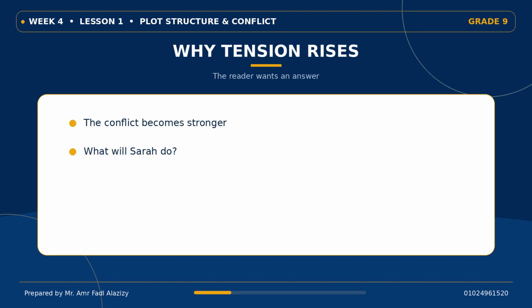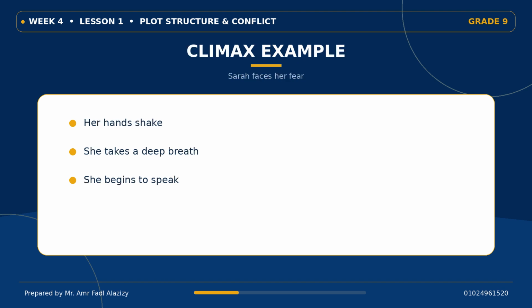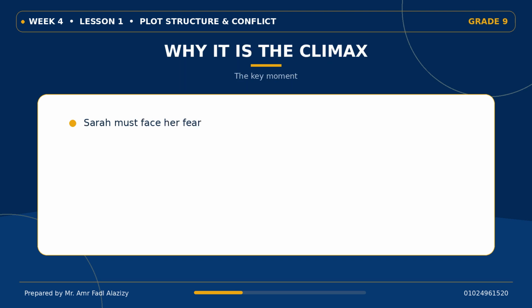The third part is the climax. The climax is the most intense or important moment in the story. It is usually the turning point. The character faces the biggest challenge or makes an important decision. For example, Sarah stands in front of the class. Her hands shake, but she takes a deep breath and begins to speak. This is the moment when she must face her fear.